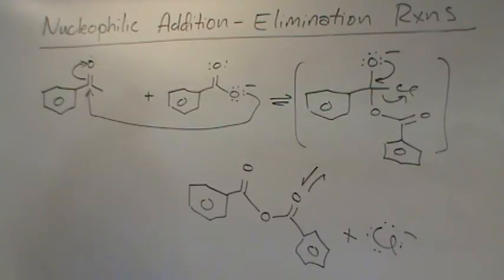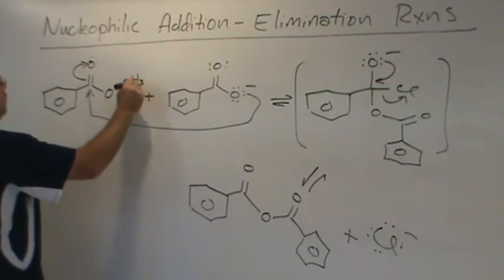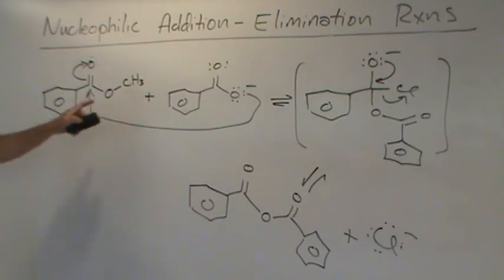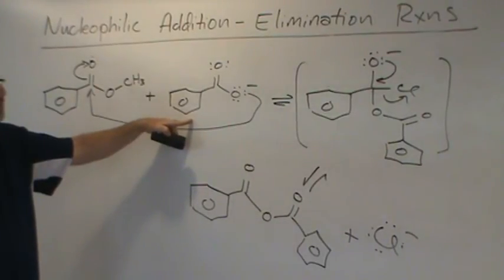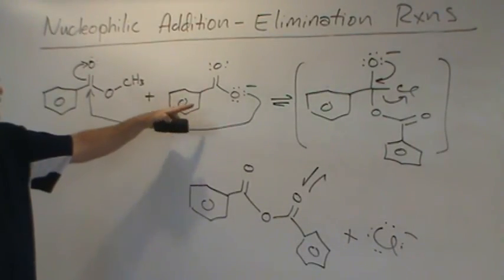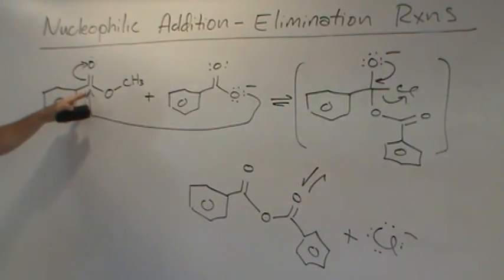It doesn't really matter which ester we choose, just to keep things nice and neat. I'm going to choose a small ester, a methyl ester. I've switched my leaving group from a chloride to a methoxy, which would be a methoxide leaving group. I'm not going to change the nature of my nucleophile here. My nucleophile is still going to be the carboxylate anion. It's going to come in. Presumably it's going to react.